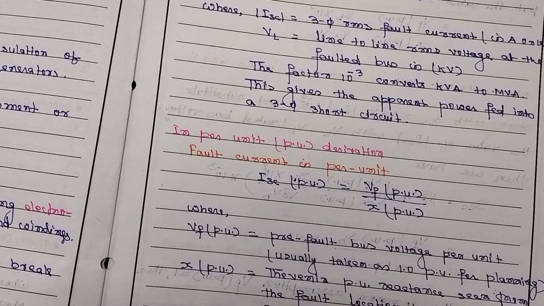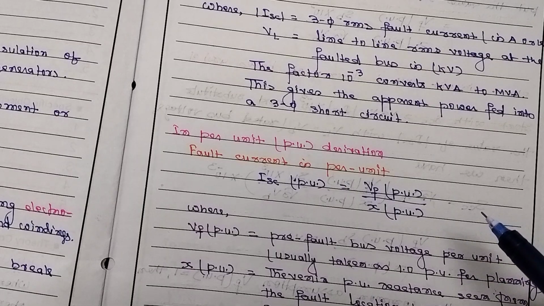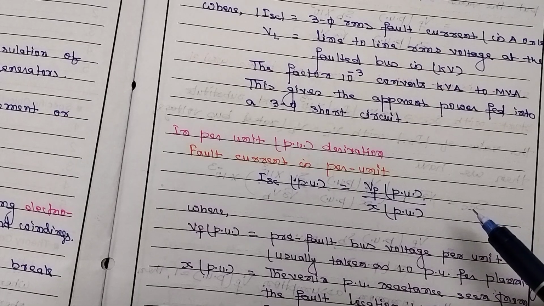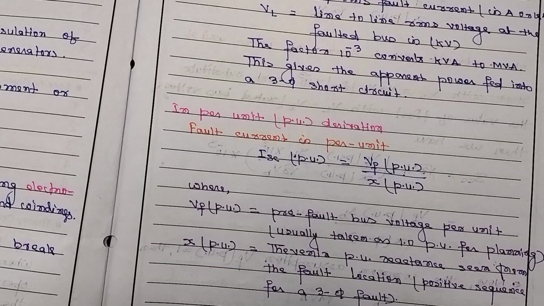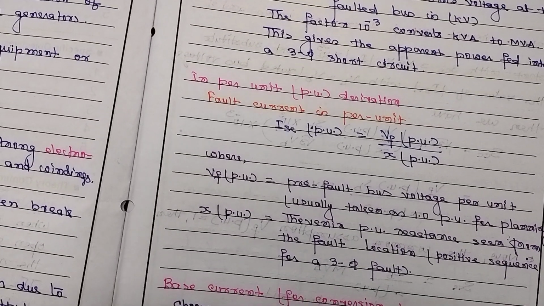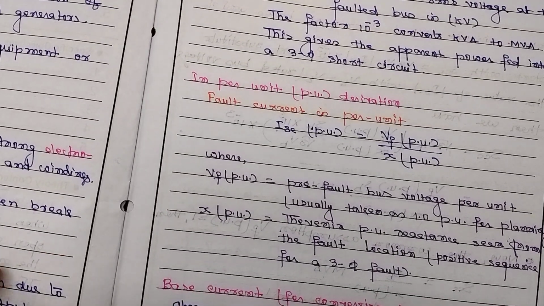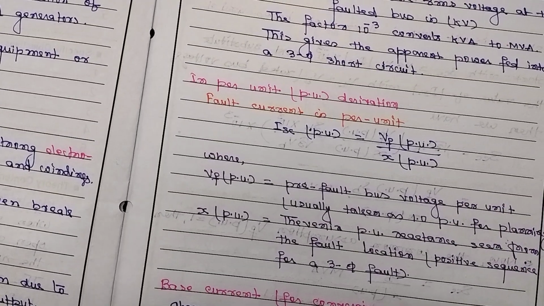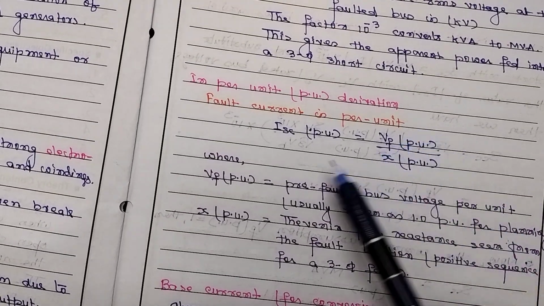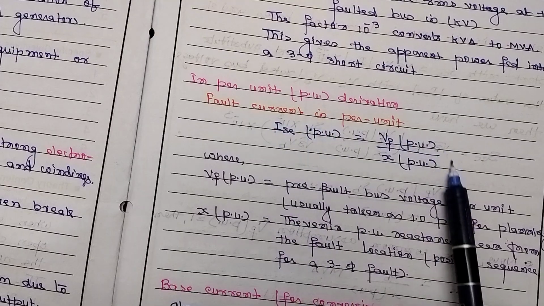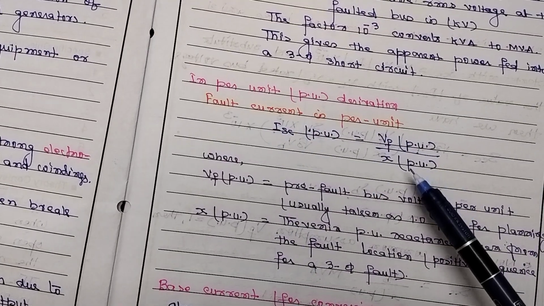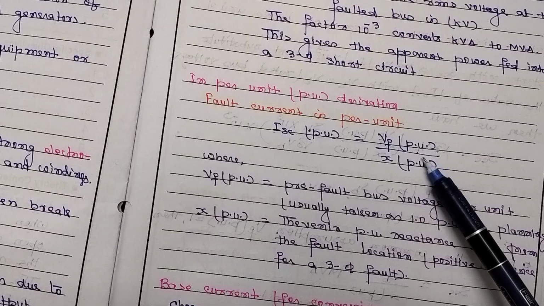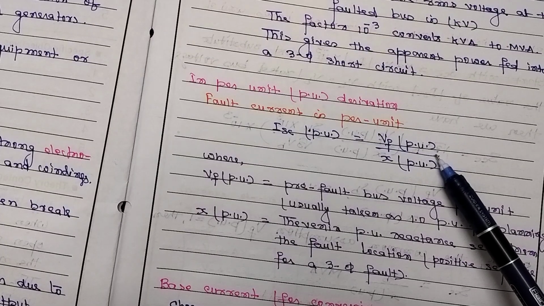For a three phase fault the system remains balanced, so we use only the positive sequence Thevenin network. In per unit, the fault current is simply the pre-fault bus voltage in per unit divided by the Thevenin reactance in per unit. So what is written here is that ISC per unit is equal to VF per unit divided by X per unit. If you want to compare the different voltage levels, we have to switch to the per unit.